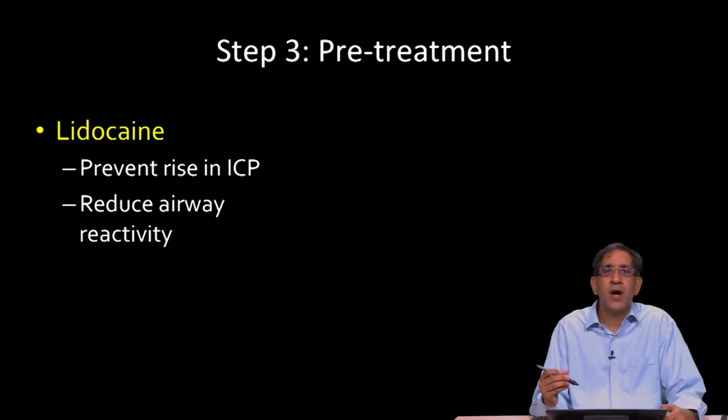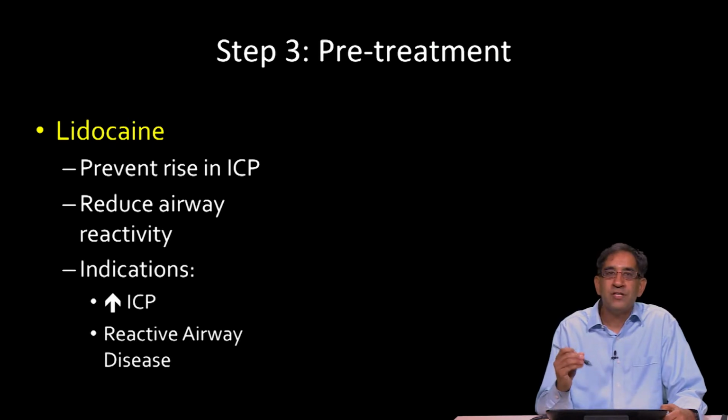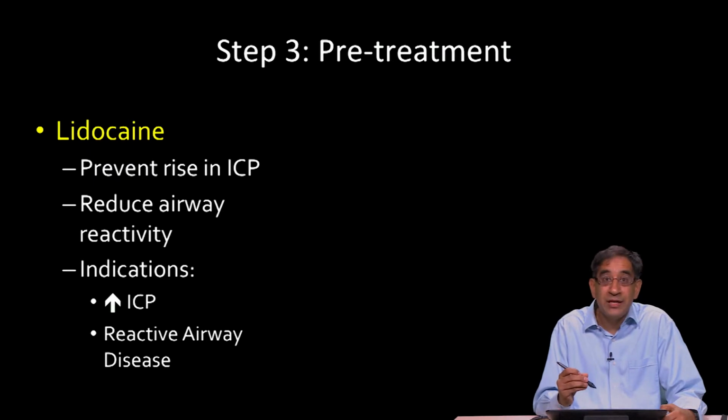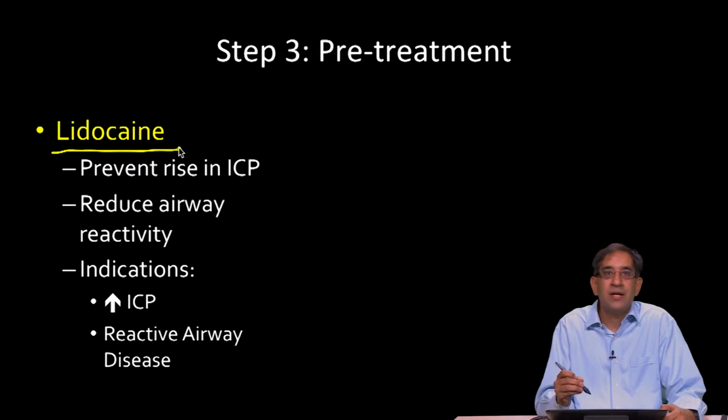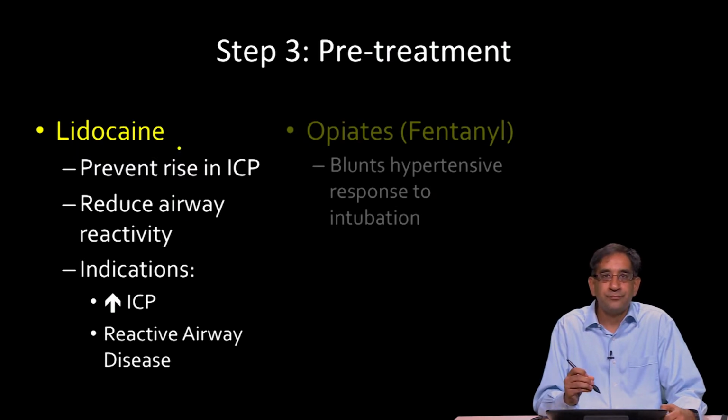So let's talk about lidocaine first. Again, it can be used to prevent a rise in intracranial pressure and reduce airway reactivity. And how does it work? It attenuates the adrenergic response to laryngoscopy. So if you're dealing with a patient who might have a head injury and increased intracranial pressure, or an asthmatic patient who might require endotracheal intubation, consider lidocaine as a pre-treatment agent in these patients.